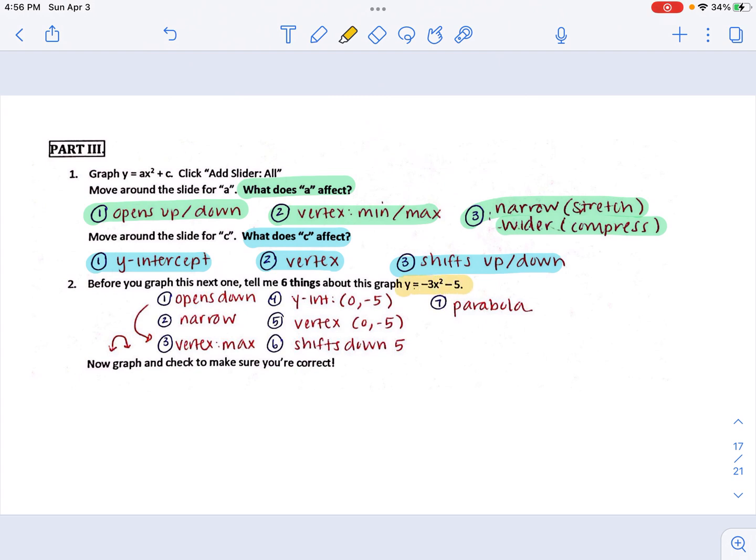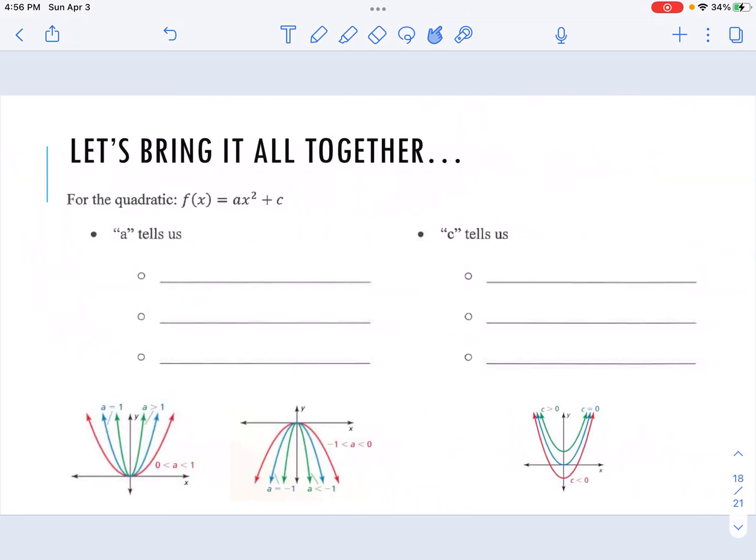So if I gave you a function like y equals -3x squared minus 5, right off the bat, we see that a is negative, so it opens down. Since a is not a fraction, it's an integer, it's a little bit more narrow. Since it's opening downward, my vertex is a max. We also can start to notice that it shifts down 5 units because my c value is -5. The vertex is at 0, -5, and my y-intercept is at 0, -5. And then obviously it's a parabola. Knowing characteristics of the graph can really help us to determine what the graph looks like without actually having to graph it. So let's generalize some statements here.